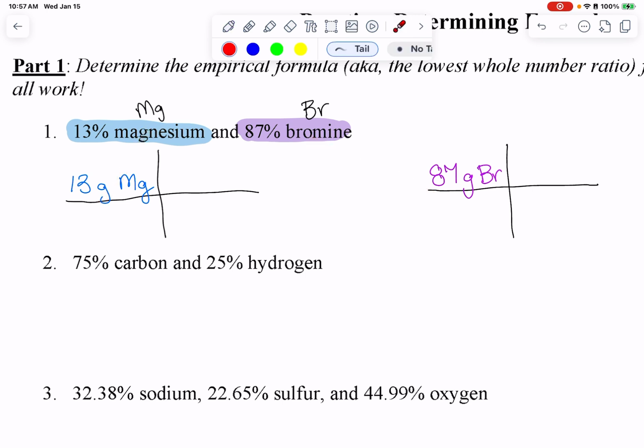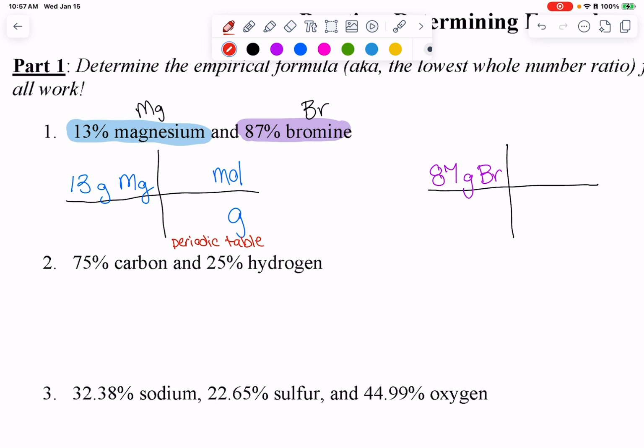Now, in order to change this mass from grams into moles, we are going to use the molar mass. And where do we find molar mass? Well, molar mass is from the periodic table. I'm going to label it right here so y'all know where I got this information from.